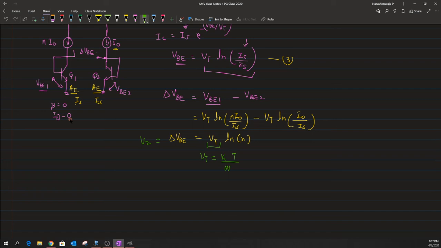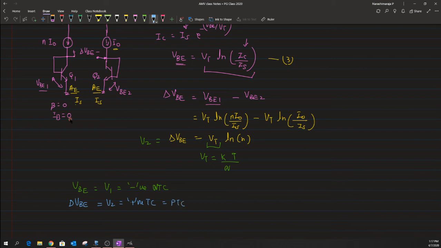Okay, so we already know that this VBE, which we used for V1, exhibited a negative temperature coefficient. This term is already known, which we discussed in the last class. But currently, I just need to know whether this delta VBE, which is right now taken as V2, exhibits a positive temperature coefficient. We want this to be a positive temperature coefficient.